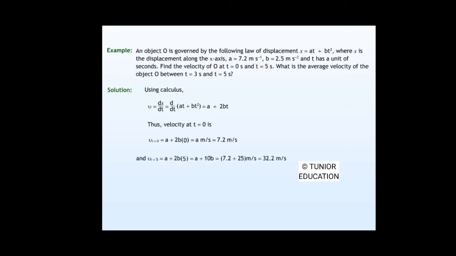Solution. Using calculus, velocity is v equals dx by dt equals d by dt of (at plus bt square) equals a plus 2bt. Thus, velocity at t equals 0 is v(t=0) equals a plus 2b into 0 equals a meters per second, which equals 7.2 meters per second. And v(t=5) equals a plus 2b into 5 equals a plus 10b equals 7.2 plus 25 meters per second equals 32.2 meters per second.